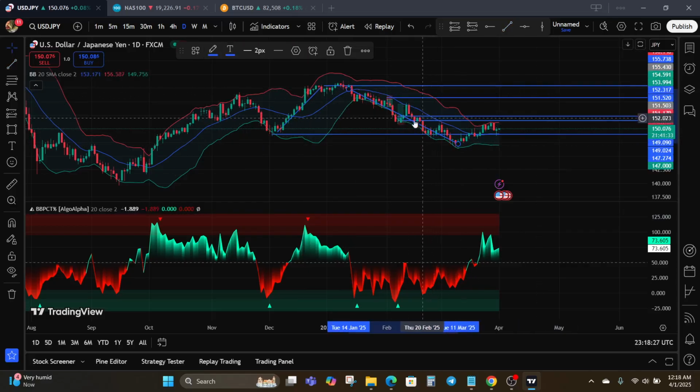You can also use this indicator as a confirmation tool. You can use it alongside the RSI, MACD, or price action for stronger trade confirmations. Now that you know how to use the Bollinger Bands Percentile indicator, you can try adding it to your charts and see how it improves your analysis.